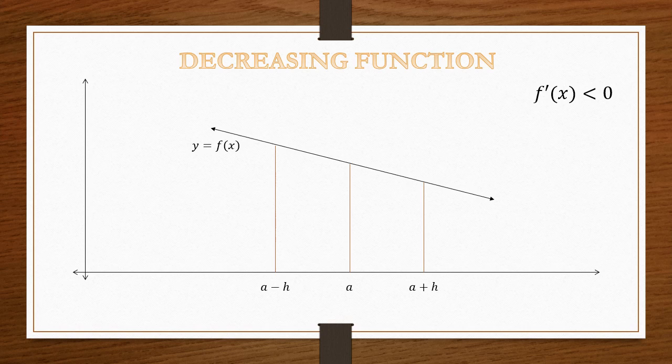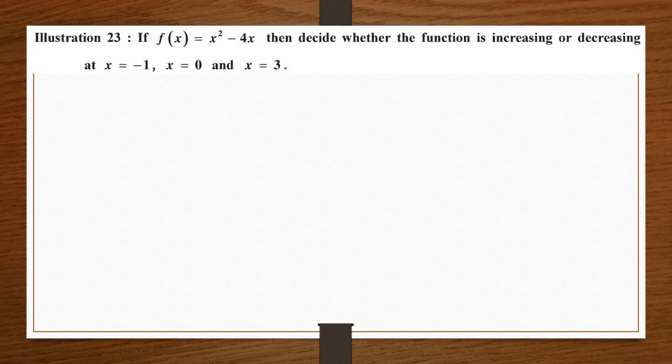So at that time, this increasing and decreasing functions concept is very useful. But let's check it out using a practical illustration here. A function is given, x square minus 4x, and three different values of x are provided, and we have to check whether the function is increasing or decreasing at these levels. First of all, I am going to write down the function as it is, and then I am going to find the differentiation.